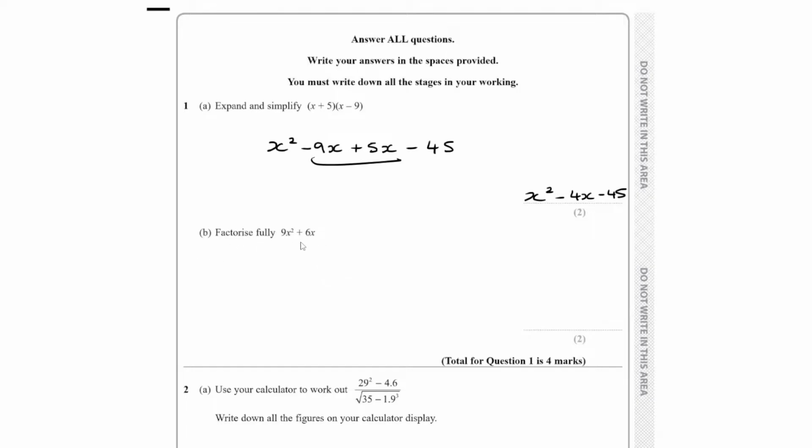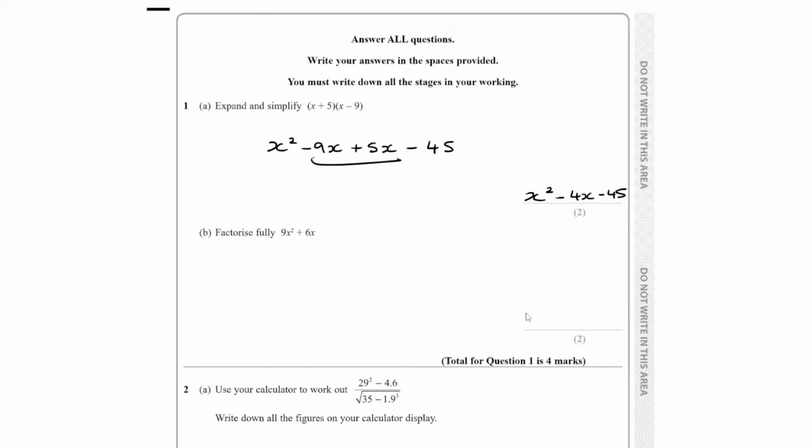Part B is then to factorise fully 9x squared plus 6x. Now obviously it is a quadratic in terms of it's got an x squared, but because it's missing the final term, if you look at this quadratic, it's got 3 terms, hasn't it? Because it's missing just the number at the end, that means that you can only factorise it into a single bracket. So what I'm going to look for is what can I pull out as a common factor.